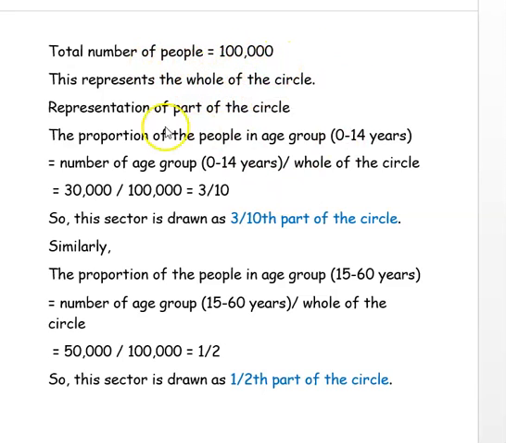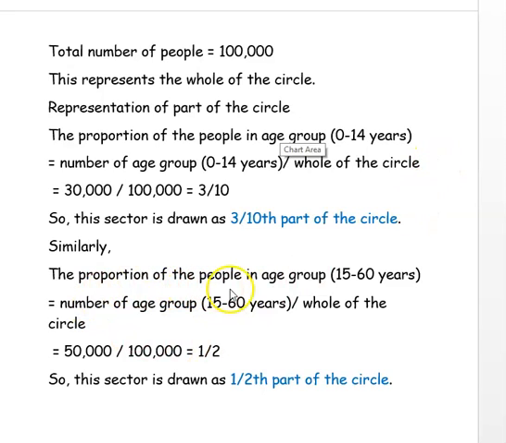and this represents the whole of the circle. So the representation of the part of the circle is what we are finding for different age groups. For 0 to 14 years, 30,000 people are living. So 30,000 divided by 100,000, you will get 3 by 10. So 3/10 part of the circle we are allotting for the 0 to 14 years age group.